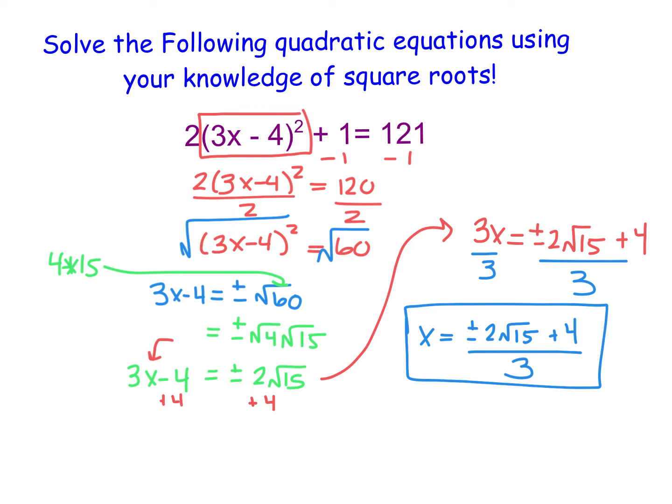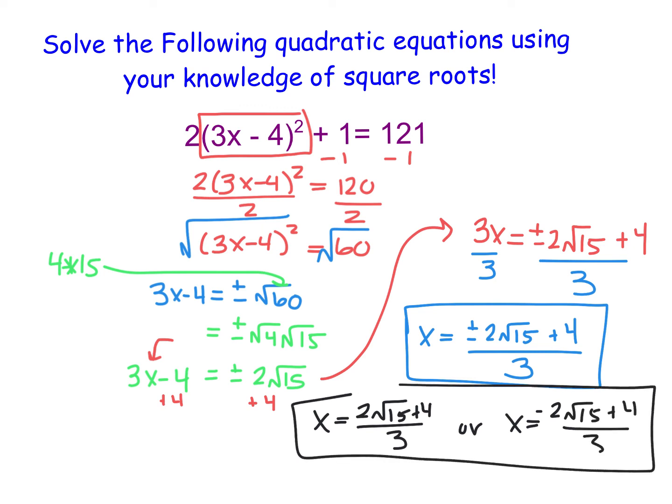This is something I would take. If you'd like to write them as two separate answers, you would simply write x equals a positive version of 2 square roots of 15 plus 4 over 3. And then you'd have x is equal to negative 2 square roots of 15 plus 4 over 3. So you'd account for both the positive and negative version. Either one of these answers is okay.